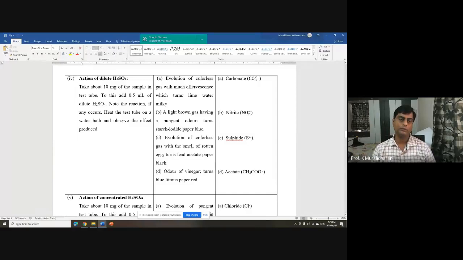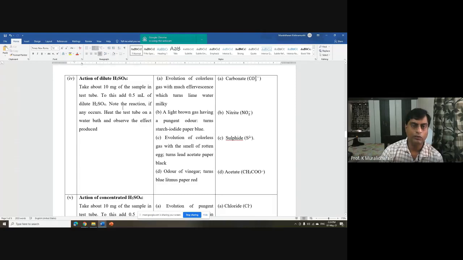So I'll put it into the test tube and add 0.5 ml. You don't need to measure exactly 0.5 ml. There will be a dropper. If you take 4-5 drops of the dilute sulfuric acid, it will be around 0.5 ml. Okay, so you have to add that and note down the reaction.